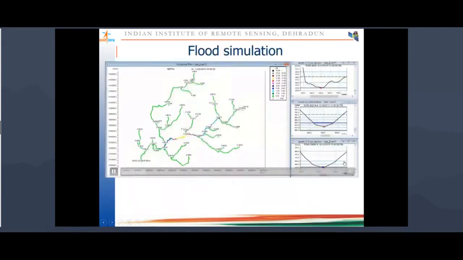Okay, this is the example of the Uttarakhand Ganga basin up to Rishikesh. And you can see here along the cross section how the flood wave progression is there, and along the river also. I don't know whether you can see it on your laptop or your screen, but very nicely you can see the colors are changing and water is moving. Okay.